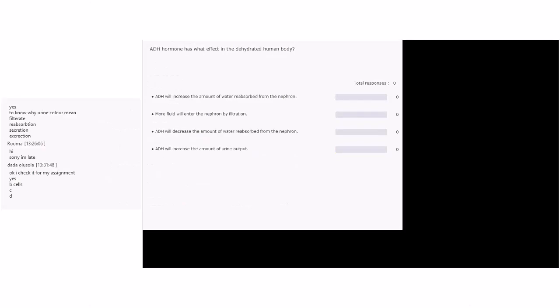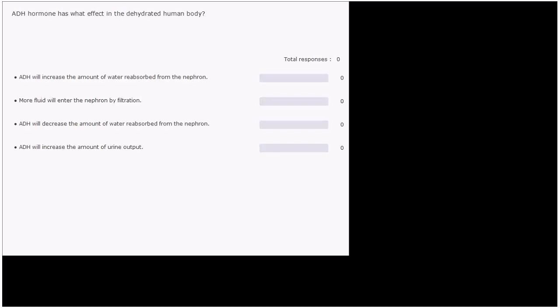Okay, so I have a few urinary system review questions. So what effect does ADH hormone have in the dehydrated human body? ADH will increase the amount of water reabsorbed from the nephron. Will more fluid enter the nephron by filtration? ADH will decrease the amount of water reabsorbed from the nephron, or ADH will increase the amount of urine output.